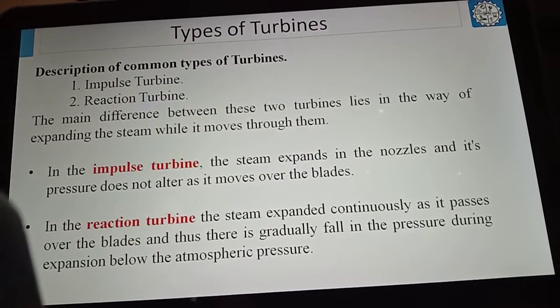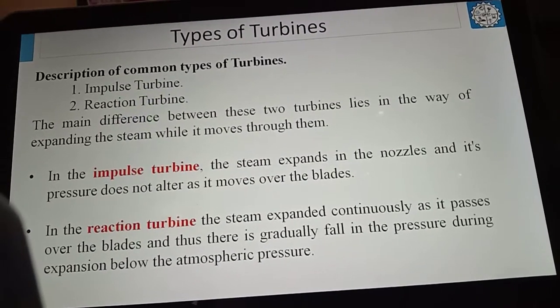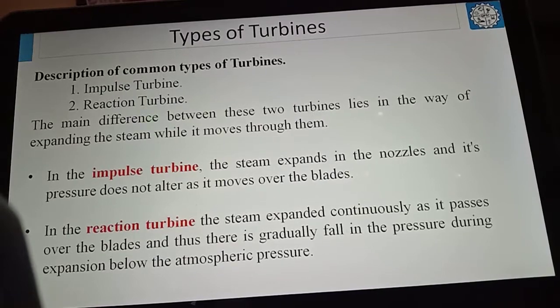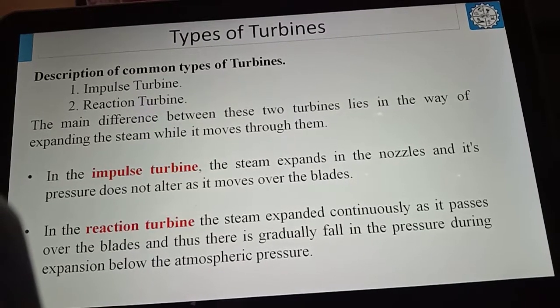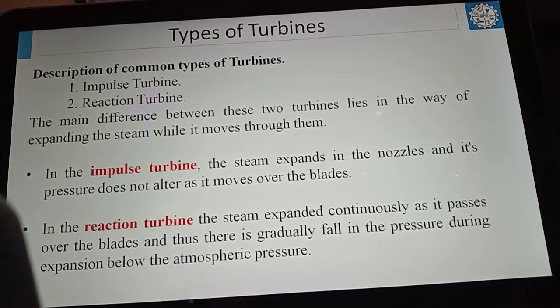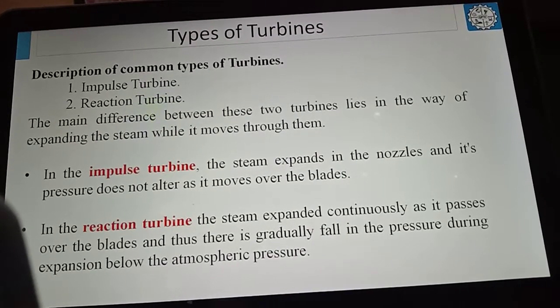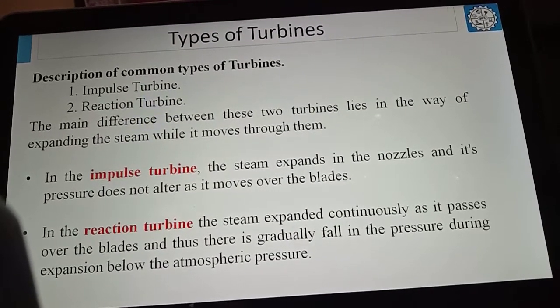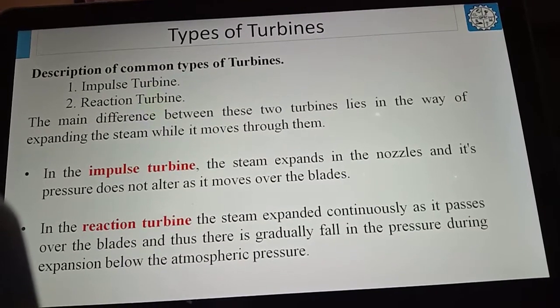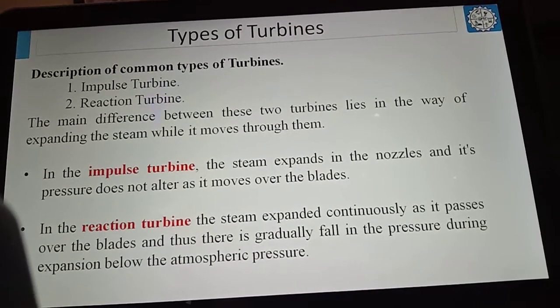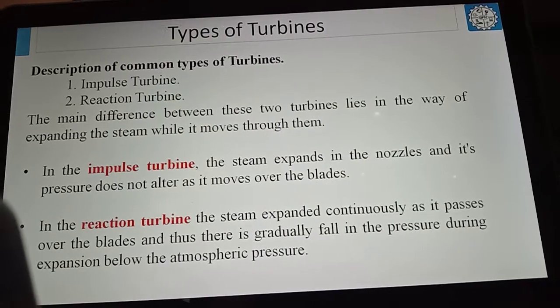Impulse turbine is the turbine where the steam expands in the nozzle and its pressure does not alter as it moves over the blades. And in case of reaction turbine, the steam expands continuously as it passes over the blades, and thus there is a gradual fall in the pressure during expansion below the atmospheric pressure.